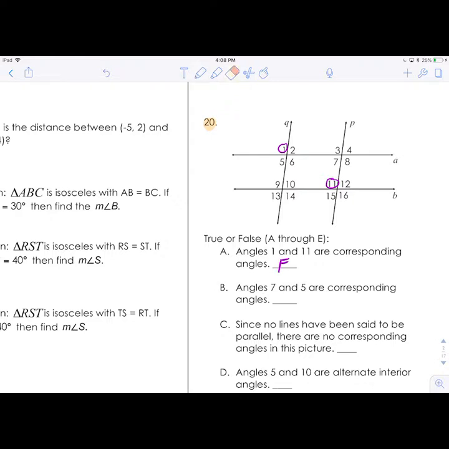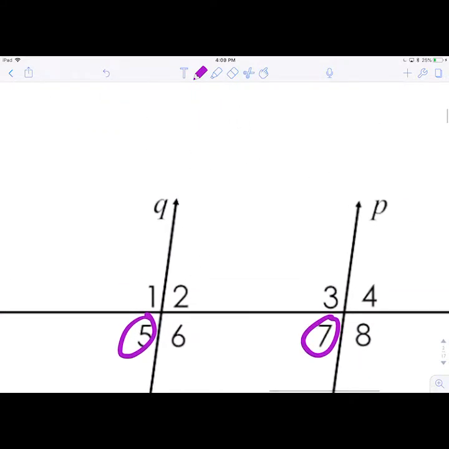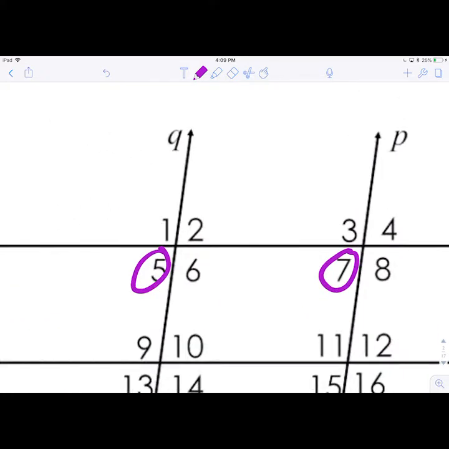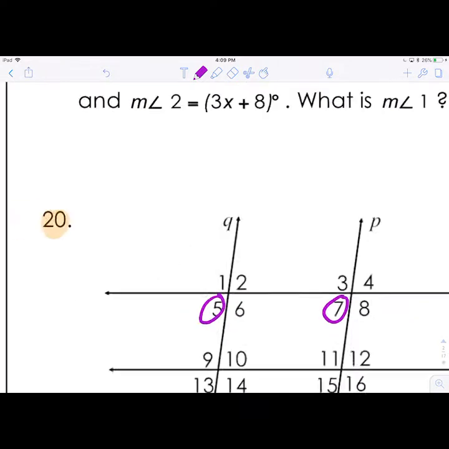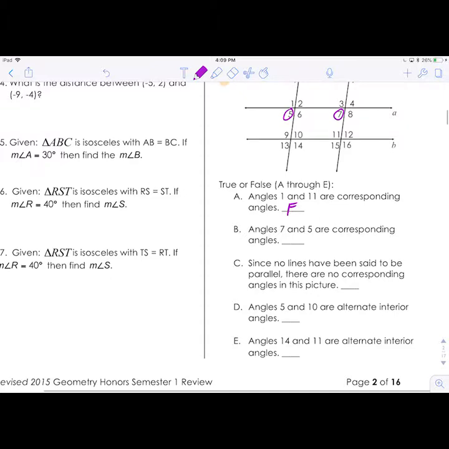All right. Angle 7 and angle 5, so let me circle those. 7 and 5 are corresponding. Well, what we notice is if we just zoom in and look at only those two, then 7 and 5 are on the underside of their lines, and they're both on the same side of the transversal, so that fits the definition for corresponding, so that answer is true.